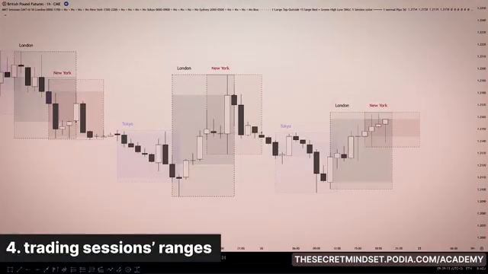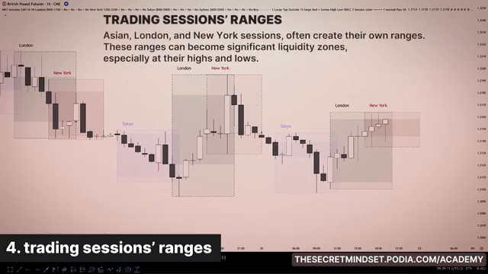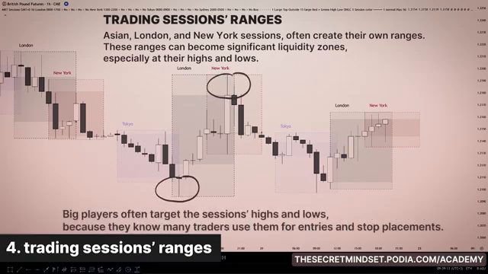Trading sessions, particularly the Asian, London, and New York sessions, often create their own ranges. These ranges can become significant liquidity zones, especially at their highs and lows. Big players often target the session's highs because they know many traders use them for entries and stop placements.